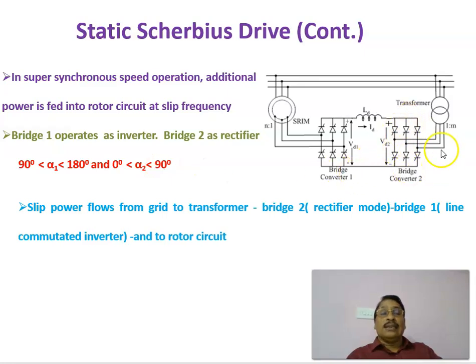So this is working as a rectifier and this is working as an inverter, so that the power is flowing from the grid into the rotor at the slip frequency. Therefore, the slip power flows from the grid to the transformer, and then bridge 2 that is working as a rectifier, and then bridge 1 that is working as a line commutated inverter, and then to the rotor. This is the path of power flow, through the transformer, through this rectifier, and through this inverter, that is injected into the rotor.